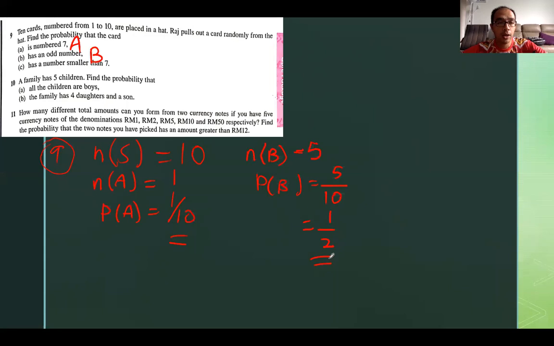All right. Question number C. A different event altogether: has a number smaller than 7. Okay, smaller than 7 numbers. So what are the numbers that are possible? 1, 2, 3, 4, 5, 6. So let's call this event C. The number of cards that are smaller than 7 is 6. So the probability of getting a card that is smaller than 7 is 6 out of 10, which is 3 out of 5.